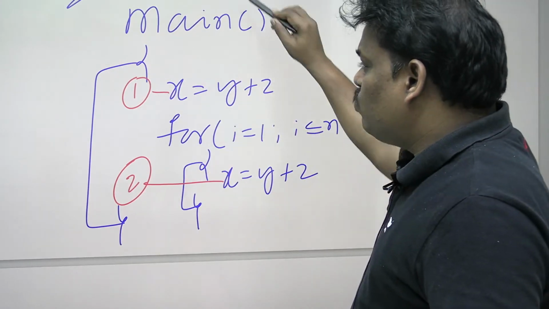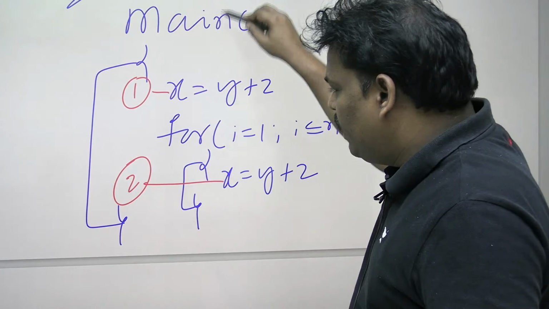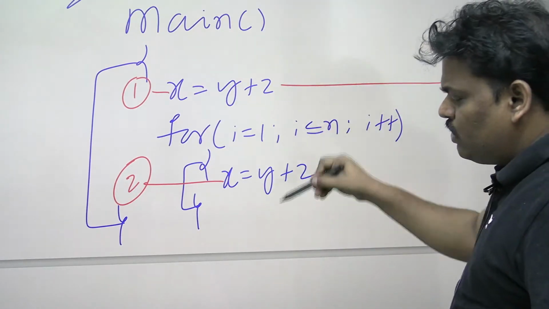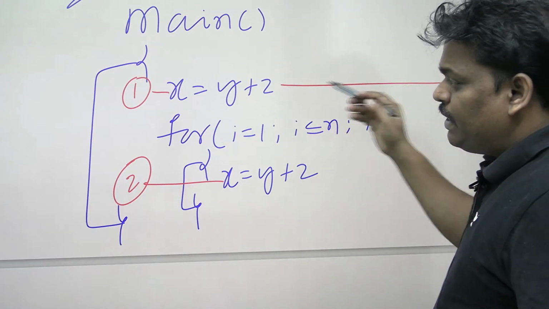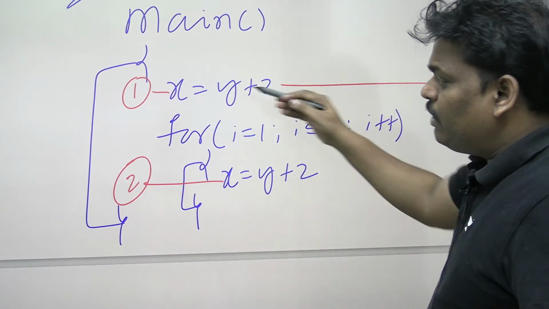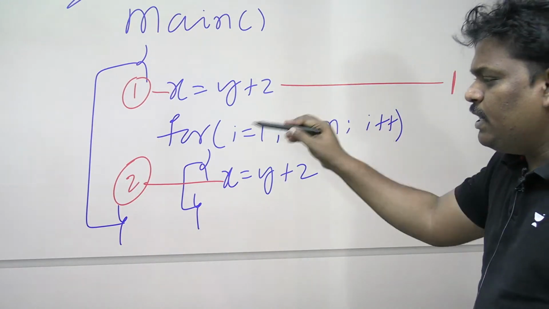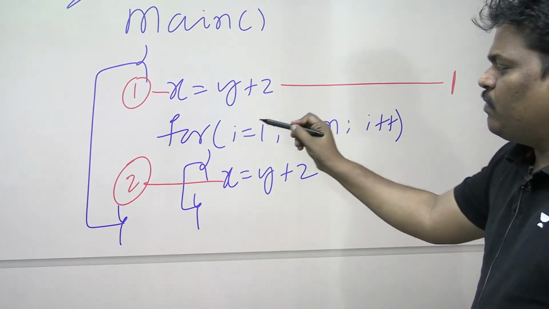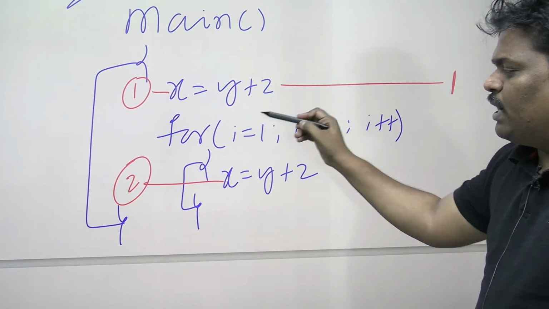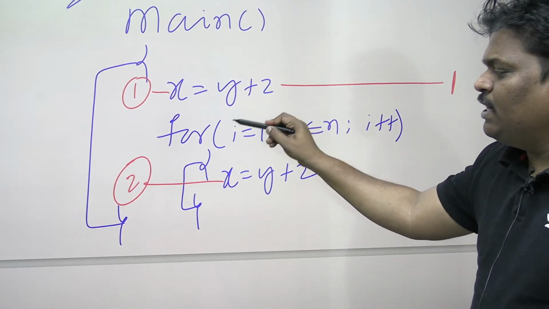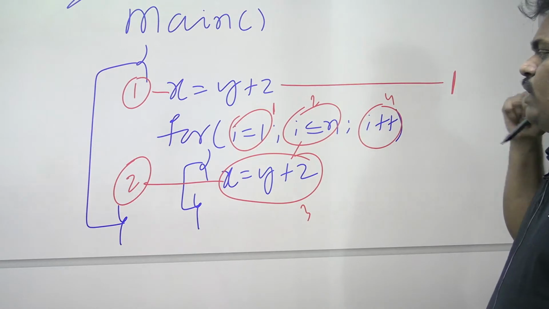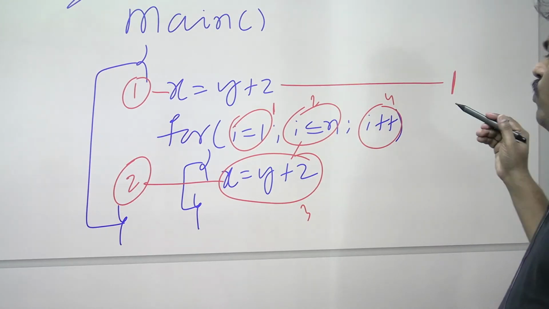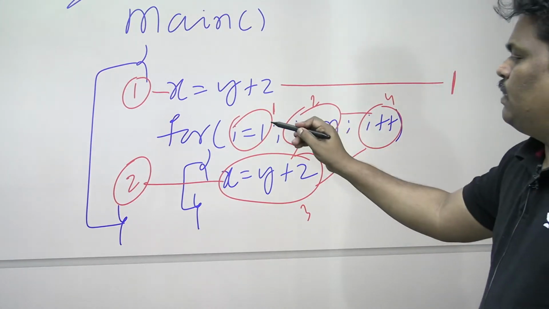And one more thing: while running, statement 1 will execute how many times? While running this program in the execution, statement 1 will execute one time. That is called order of magnitude. For each i value, statement 2 will execute. First if you see the for loop, it is something like initialization, condition, increment. It will execute like this: 1, 2, 3, 4. Like this it will run.